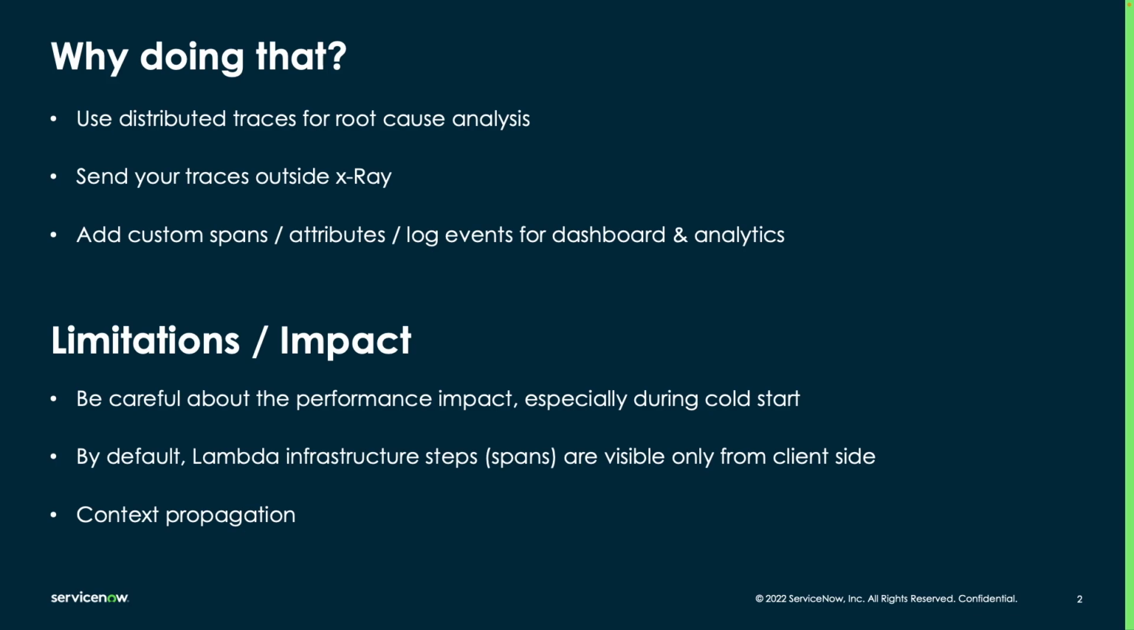The second point that is limited is the fact that the Lambda infrastructure steps are visible only from the client side. I will come back to this point during the lab, but you will see that the cold start is not visible in the trace that you send to an external provider, simply because it happens before the function is ready and before the trace starts. Also, there are some context propagation limitations in AWS, but this is not discussed in this lab, but could be the subject of another one where we will show how we integrate these lambdas with a front end or with other services.